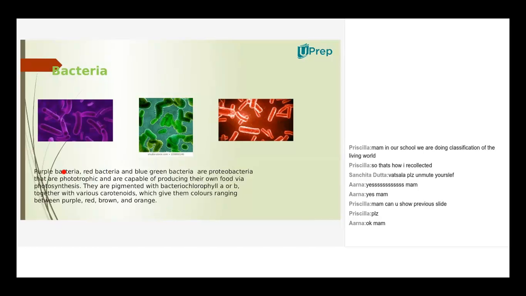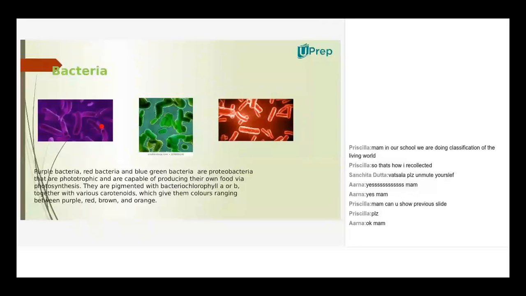So see, these are the bacteria that I was talking about, right? Purple bacteria, red bacteria, blue-green bacteria, proteobacteria. Anna, can you please read it out? Yes, ma'am. Purple bacteria, red bacteria, and blue-green bacteria are proteobacteria that are prototrophic and are capable of producing their own food via photosynthesis. They are pigmented with bacteriochlorophyll A or B together with various carotenoids, which give them colors ranging between purple, red, brown, and orange.